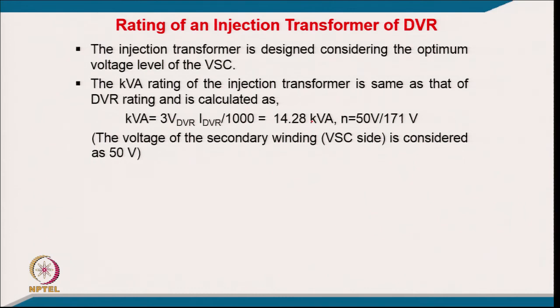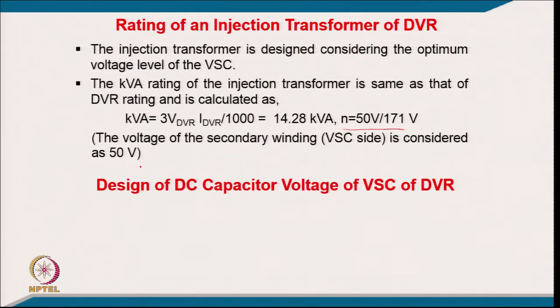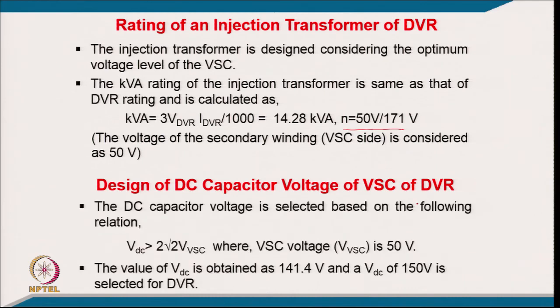So, 14.28 kVA, and typically the turns ratio we can select, because this is the voltage to be injected on line side, and this is the voltage we want on secondary side on which we are putting the inverter. So, the voltage rating of the secondary winding or VSC is considered here as 50 volt, and now from this we can design the value of the capacitor of the voltage source converter.